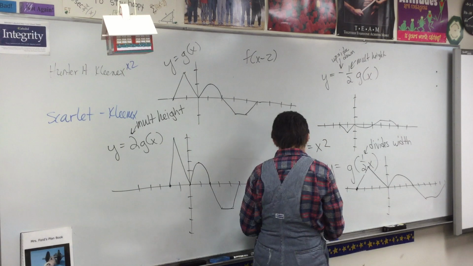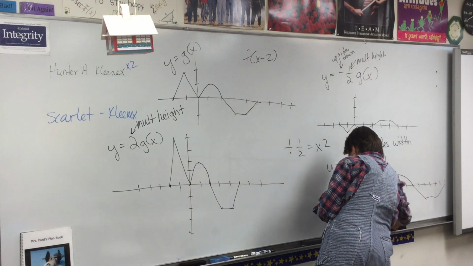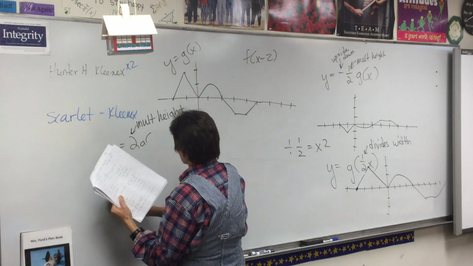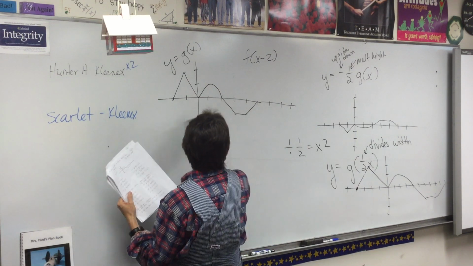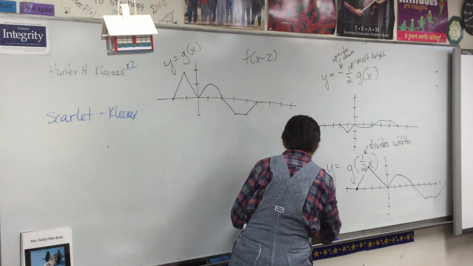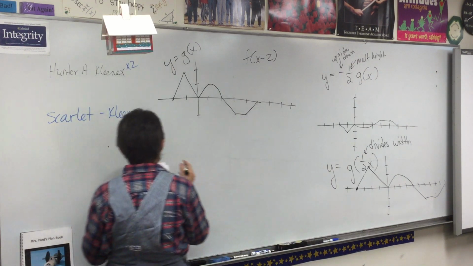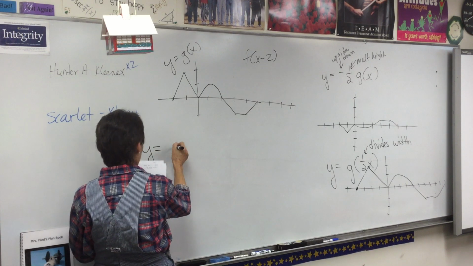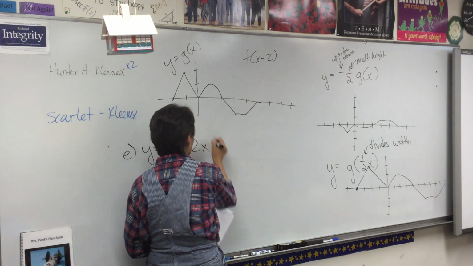I'm going to skip around a little bit. Let's talk about, still going to use that picture, let's talk about y, problem E. y equals g quantity of negative 2x.